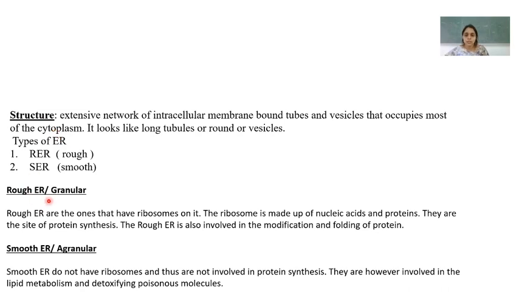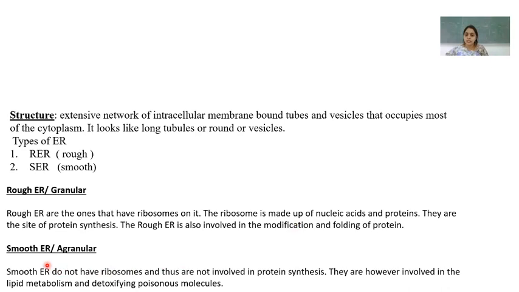Coming to rough endoplasmic reticulum, it is also called granular because they do have ribosomes. So why is it called rough? Because ribosomes are attached to it. These ribosomes are also made up of nucleic acids and proteins. So this is a site of protein synthesis. The rough endoplasmic reticulum is also involved in the modification and folding of proteins. So the proper structure of protein is given by rough endoplasmic reticulum.